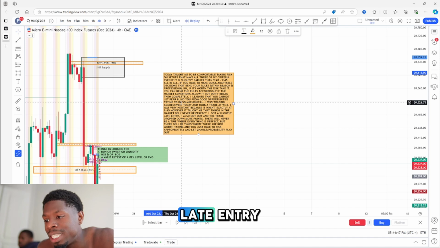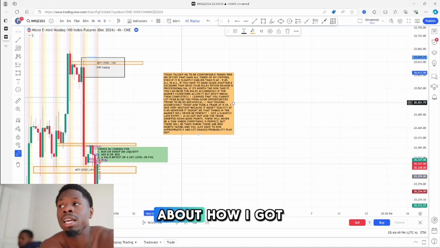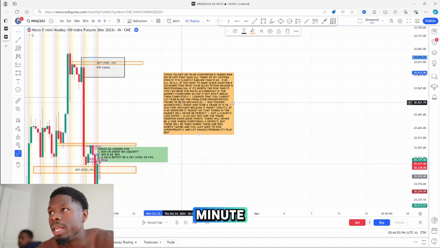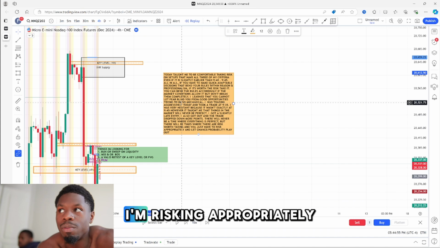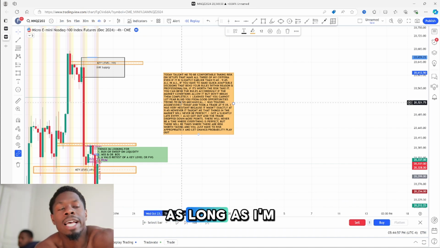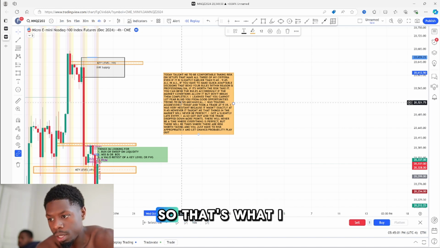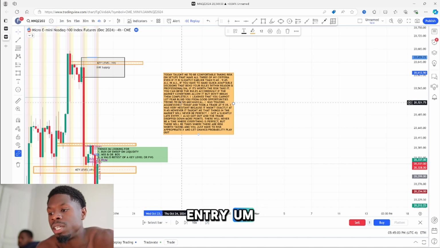I got a slightly late entry, as I explained earlier about how I got in the trade and then got out and hopped back in because I was like, hold on, wait a minute. I don't have anything to be scared of. I'm risking appropriately. As long as I'm risking appropriately, there's no reason for me to not want to take this trade. So that's what I mean when I said I got a late entry.